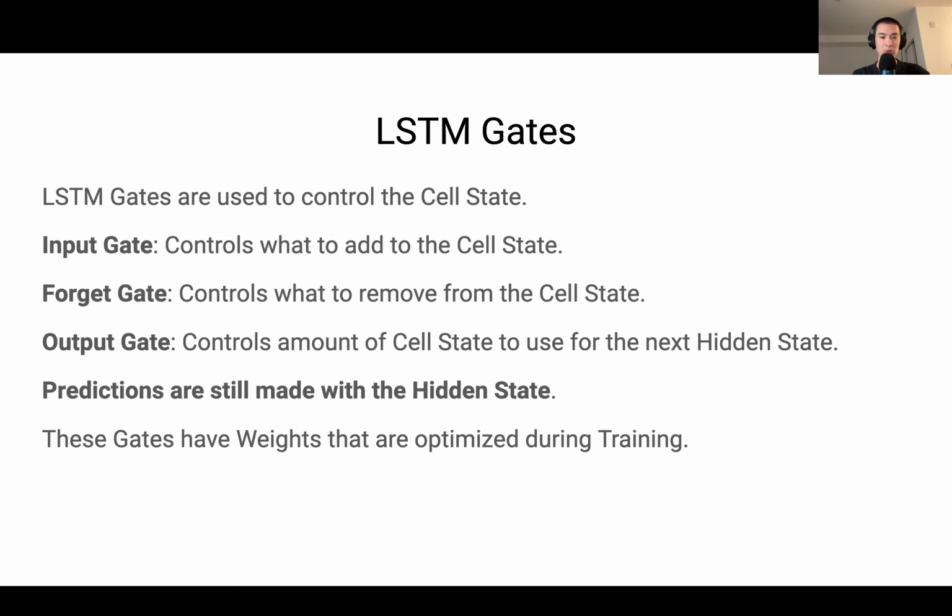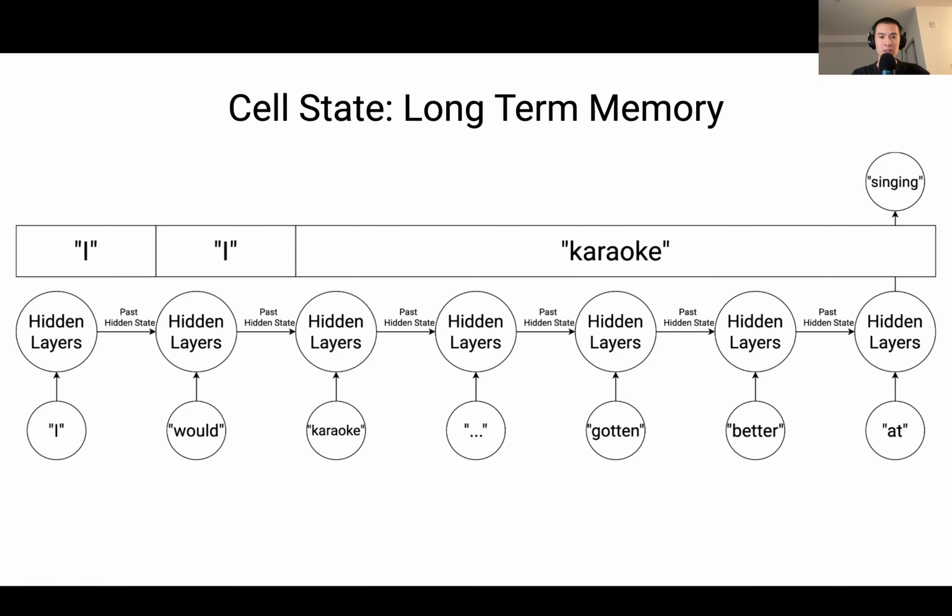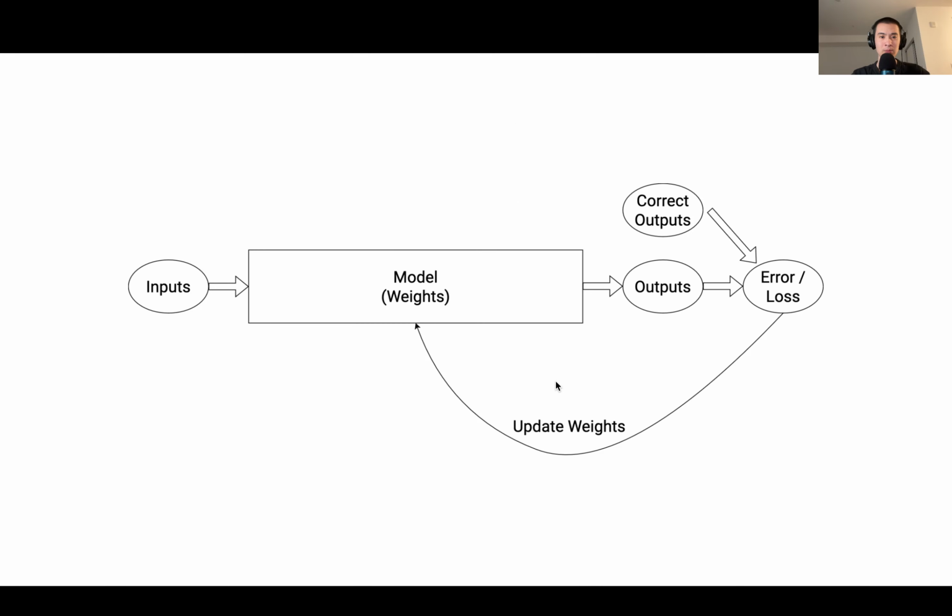And these gates have weights that are optimized during training. So even though our LSTM diagram is a little bit complex, when it comes down to it, this diagram, which we've gone over so many times during the course, is still what is happening behind the scenes. We ultimately want a model with the best weights, which can be thought of as the knowledge of the model. We want the best weights or best knowledge to get the best outputs or predictions possible.